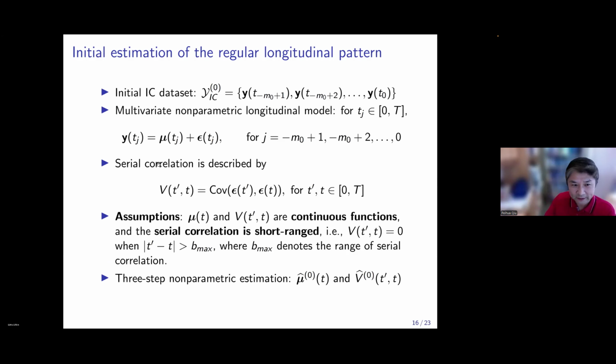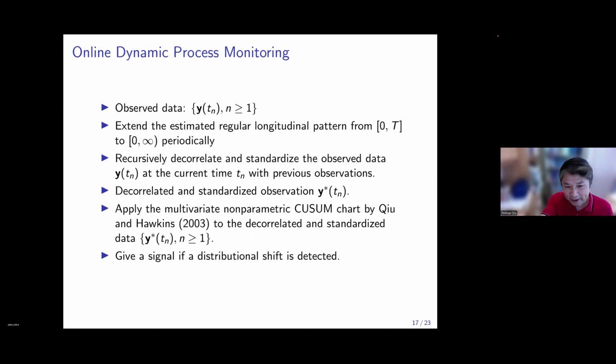This is the initial in-control data. From the initial in-control data, we first use a non-parametric approach, nonparametric longitudinal models, to estimate the mean and the covariance functions. The only assumption we make is that they are continuous functions. We don't put any parametric forms on those functions. And then we have a specific approach to estimate those mu and v. And those items are for monitoring. To save some time, I don't want to go into the details about those.